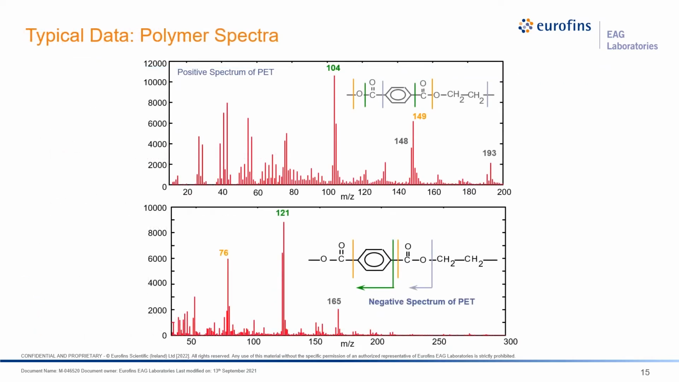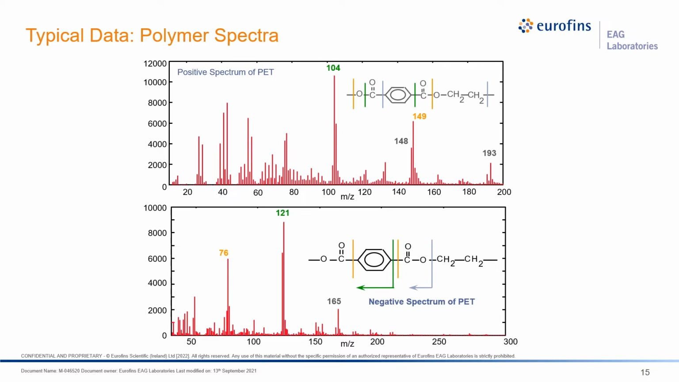Okay. So this is what a mass spectrum in positive ion mode from a PET, polyethylene terephthalate, will look like. And this is what the spectrum will look like in negative ion mode. That's one of the advantages of TOF-SIMS. It's very easy to switch from positive mode to negative mode to look at electropositive or electronegative species, which provide each other with nicely complementary information.